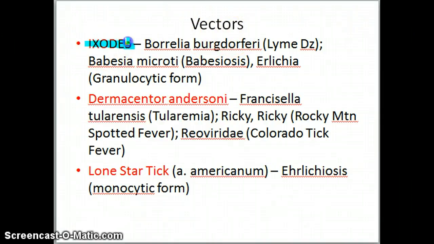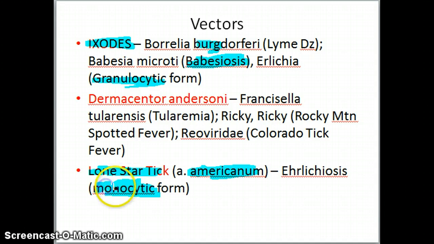So for your Ixodes tick, like I said, XOXO, you love Lyme burgers, Lyme disease, there's your burger in it for Burgdorferi, okay? It can also cause babesiosis and anaplasmosis, the granulocytic form. We're going to compare that with the Lone Star tick down here, which is the Amblyomma americanum tick, and that causes ehrlichiosis, but the monocytic form, okay. The Lone Star tick is also known as the dog tick.